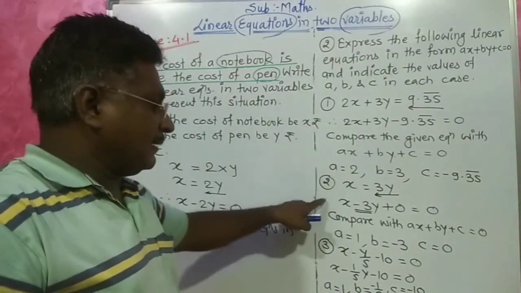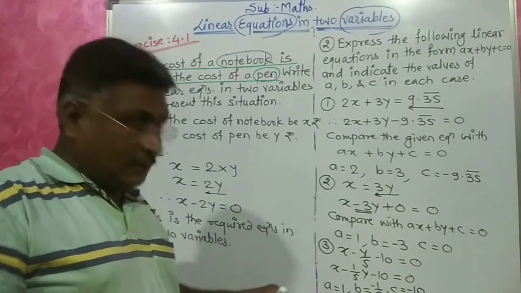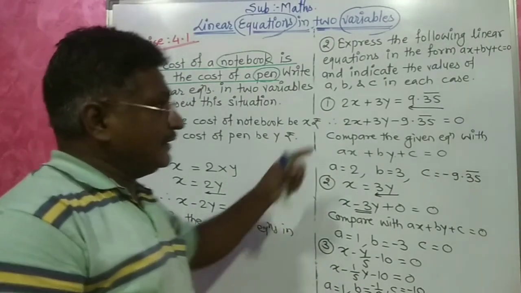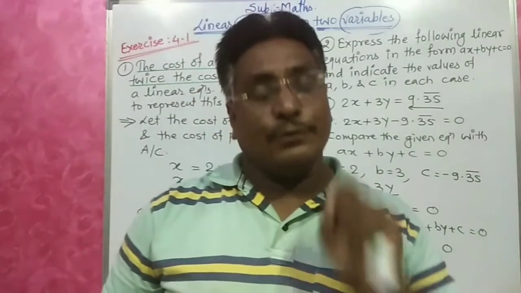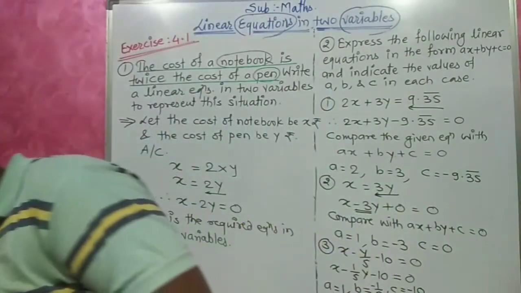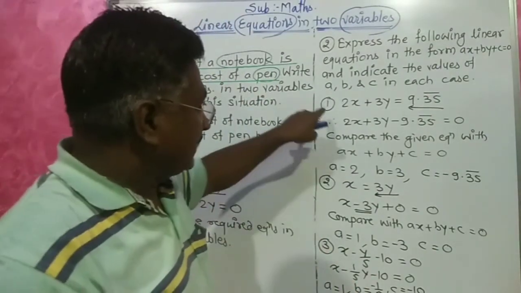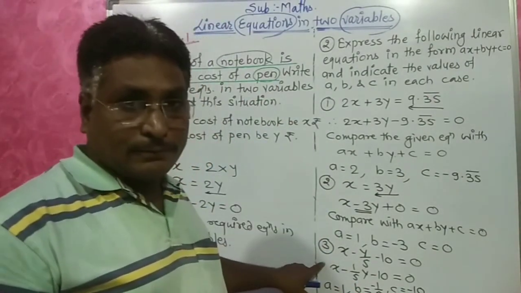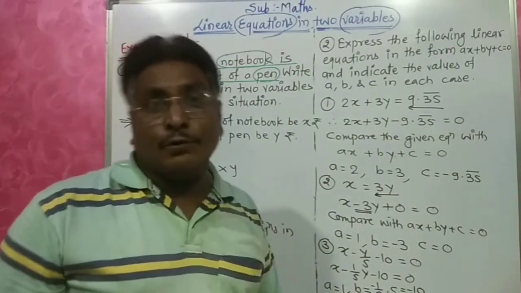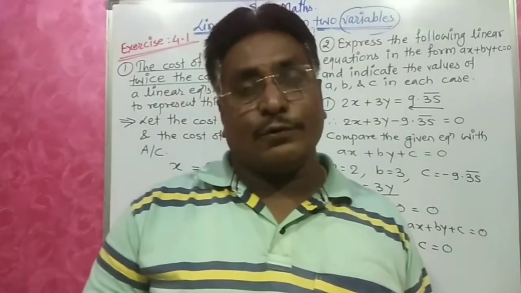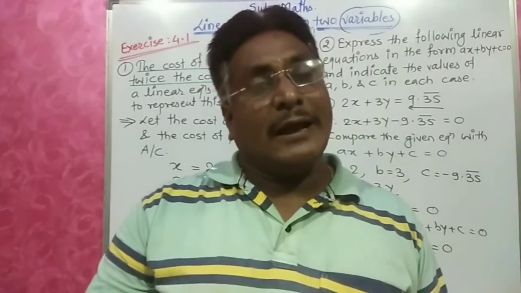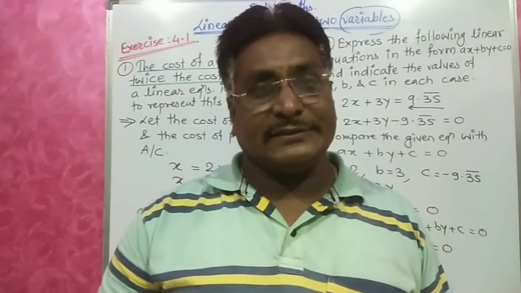Understood? 3 examples I solved and gave here. In the second question, the remaining are homework for you. In that second question, 8 examples are there. So out of 8, 3 I solved and gave. So the remaining 5 are homework for you. You have to solve and complete that exercise.